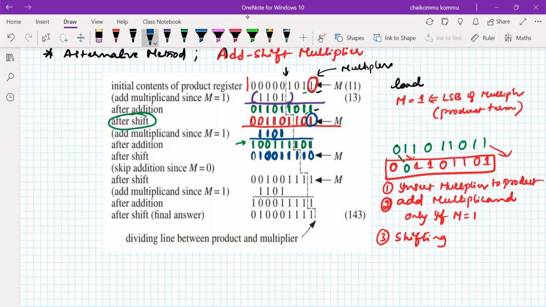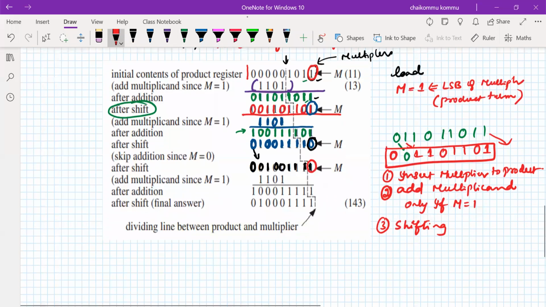Clear? Now again, we have to consider the m value. m is 0 here. If m is 0, don't do addition, just simply shifting has to happen. Therefore the shifting is performed here with 0: 0, 1, 0, 0, 1, 1, 1, 1. The vacant position is filled with 0. Again you find that the m value is equal to 1.